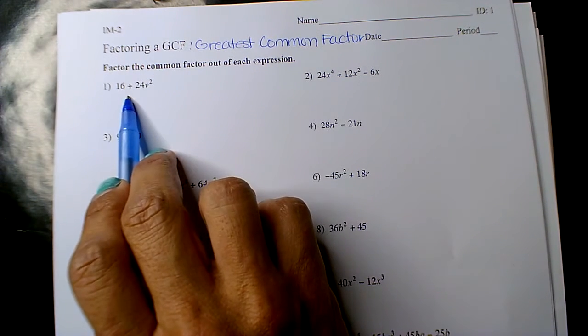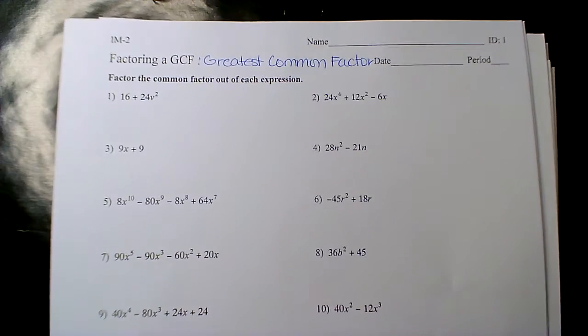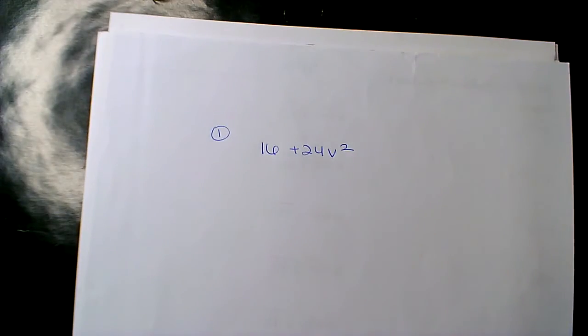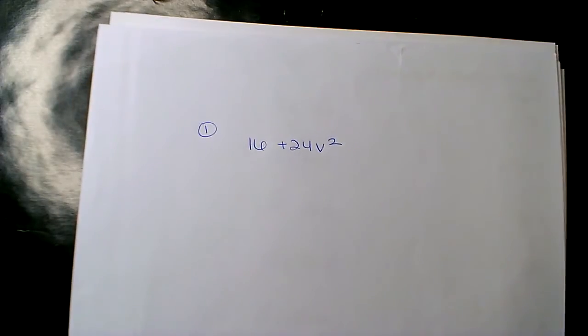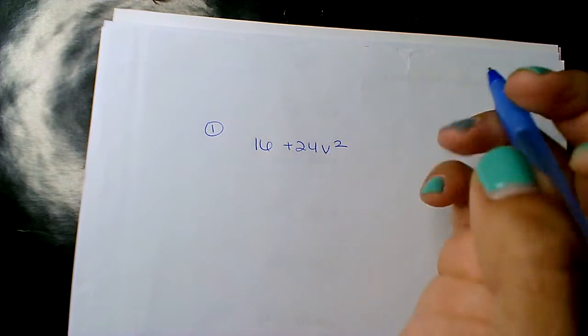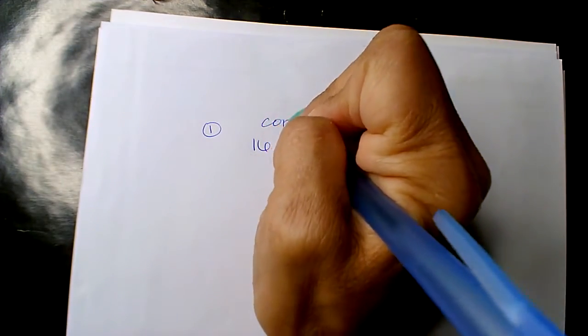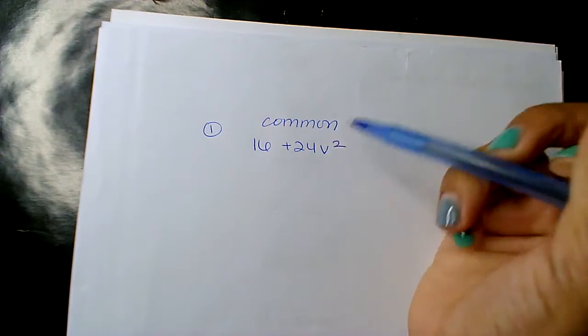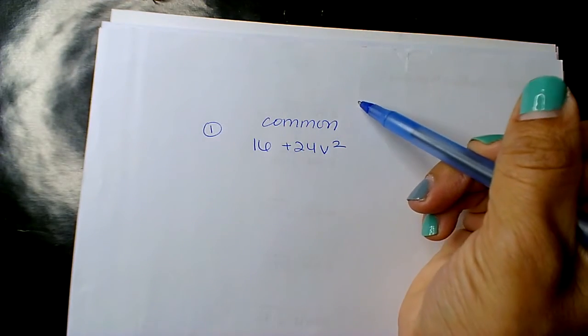Right, we're going to factor 16 plus 24b squared. You have to find what's in common. Okay, you have two terms. You have to find out what they have in common, but not just the smallest, you want the greatest.